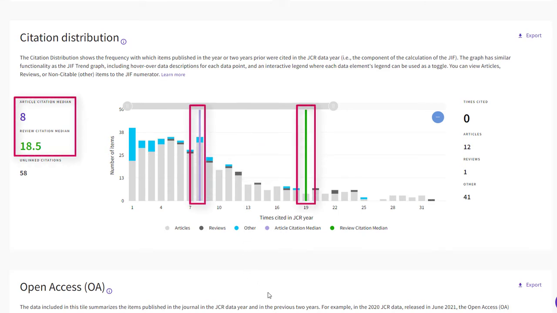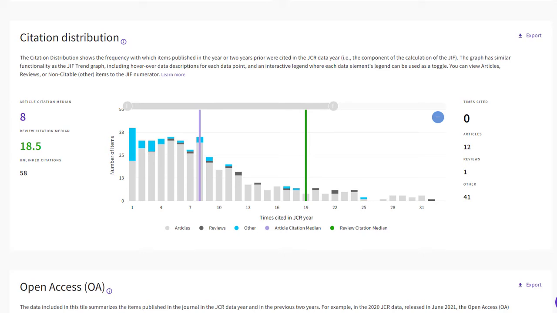The median citation rate for both articles and reviews provides further context. There is also a count of unlinked citations. These are citations that were clearly attributable to the journal as a whole and contributed to the JIF, but could not definitively be linked to a specific article because of incomplete or incorrect citation information in the original publication. More details on unlinked citations are provided in the article-level listing in the journal profile.